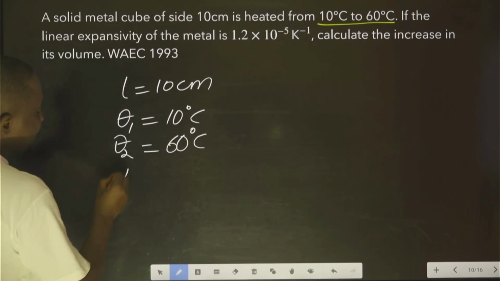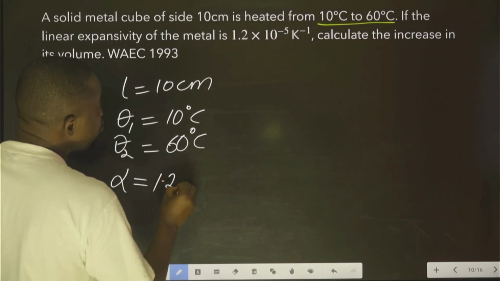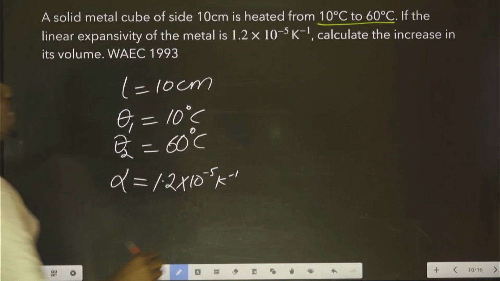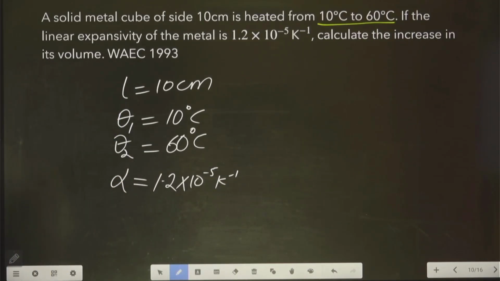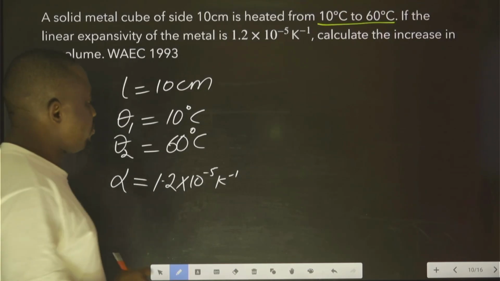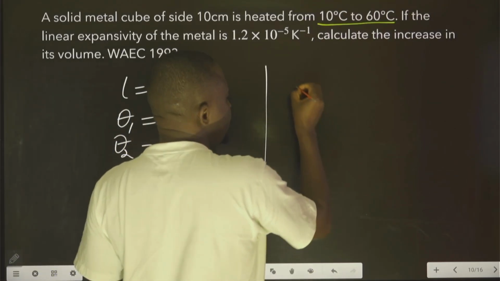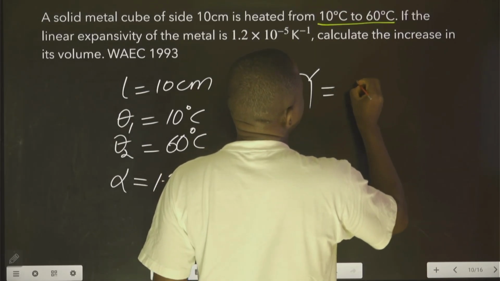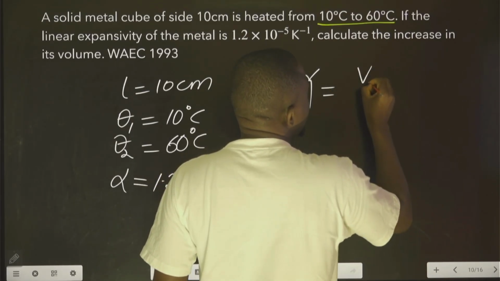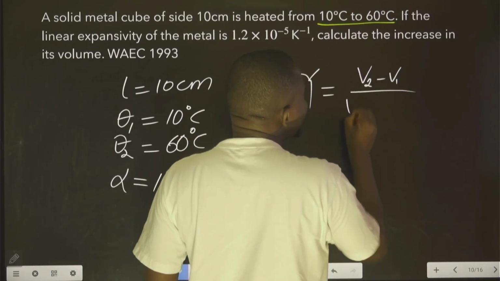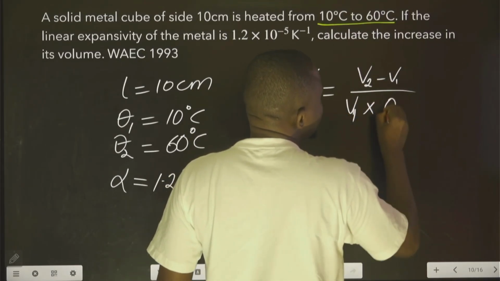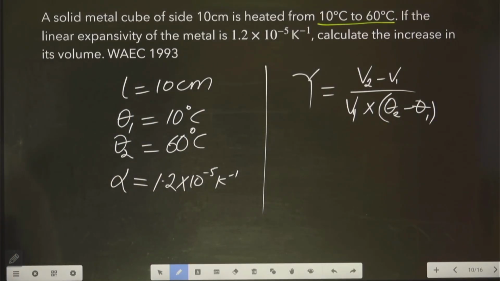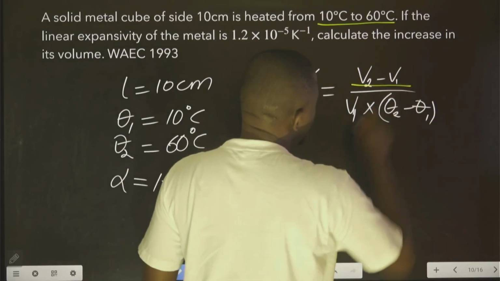Why? The linear expansivity is 1.2 times 10 raised to the power minus 5. Calculate the increase in this volume. Increase in volume. So this will now take us to the formula that says cubic expansivity is the change in volume over the original volume multiplied by change in temperature. The question says, calculate the rise in volume.